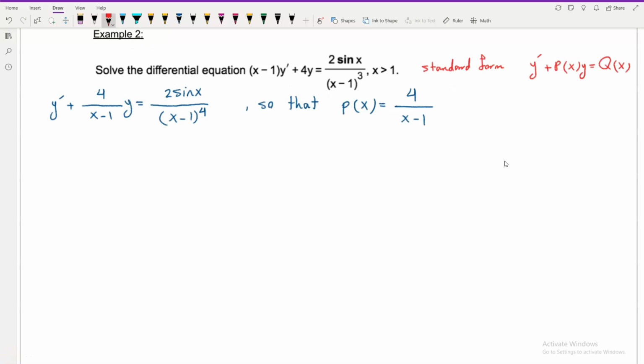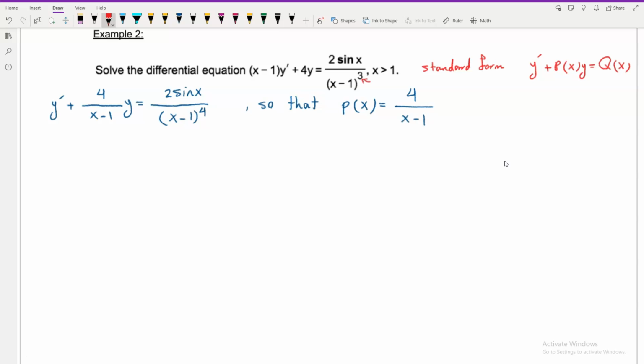First, put the equation into standard form, which is y' + p(x)y = q(x). So we have to divide both sides by x - 1. After dividing by x - 1, we're going to have y' + 4/(x - 1) times y equal to, on the right side, 2 sin x divided by x - 1.